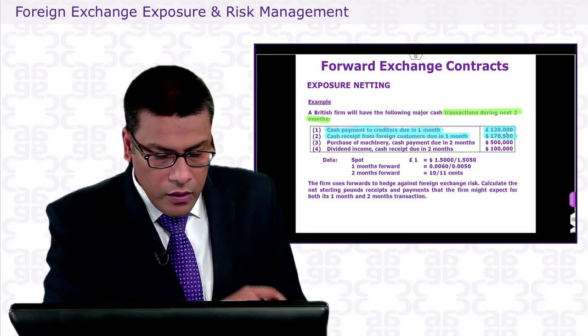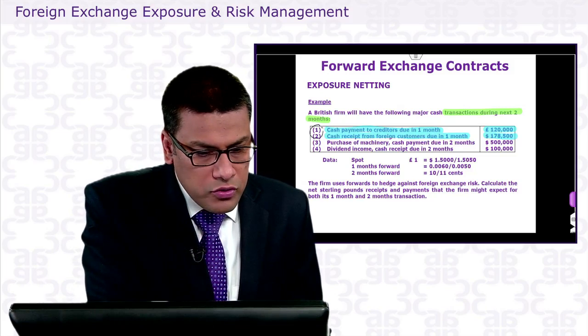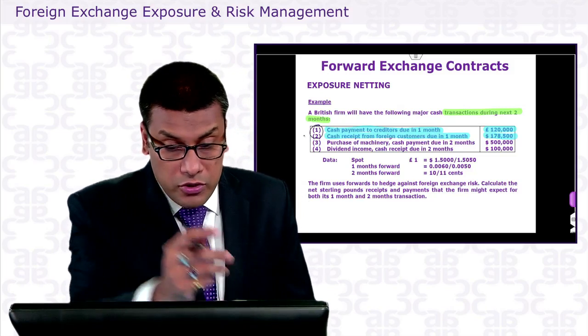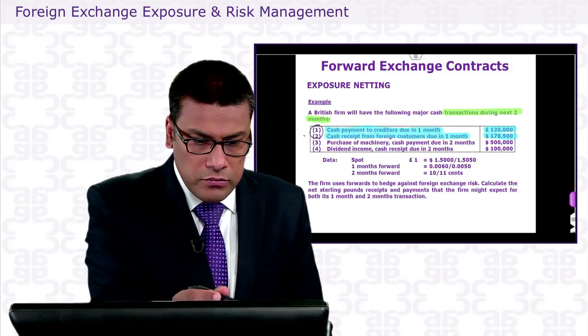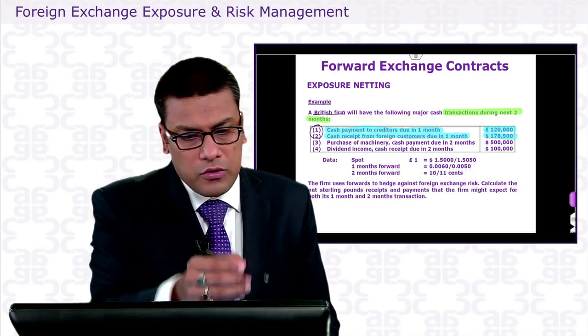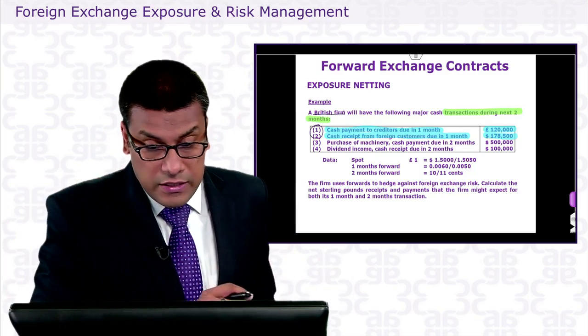$178,500. Now these transactions maturing in a month, transactions 1 and 2, can be netted, because you are going to get some receivables and you are going to pay some payables. Being a British firm, in the home currency, British pounds, we can see the obligation which is netted, and accordingly that can be protected.